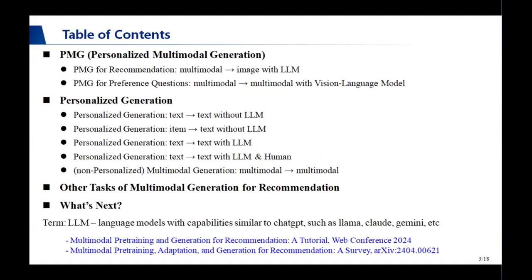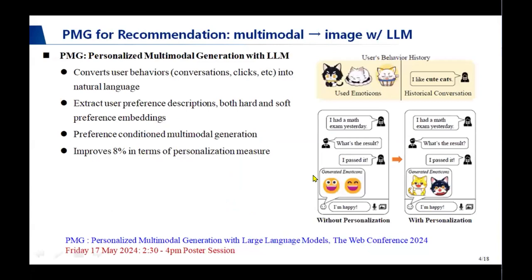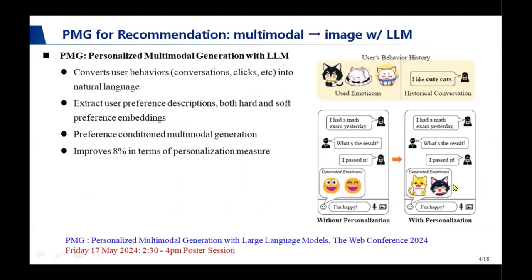I have several questions. The first one is for your first method, the PMG for recommendation, where you include text and generate an image. Which scenario in Huawei has this been used in? So this one is still being tried. The target scenario would be news poster generation. But as I mentioned, it can be used in emoticon generation. In e-commerce, you can also generate images for the products.